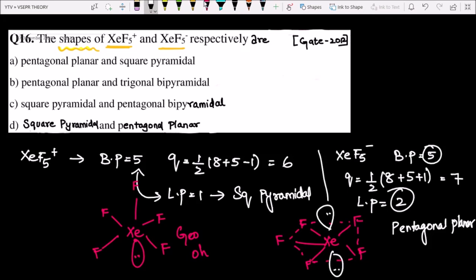For shape, we don't consider the lone pair. So we call it pentagonal planar. In case we have to tell what is the geometry of this, it's going to be pentagonal bipyramidal because we consider the lone pairs now. So the geometry will become pentagonal bipyramidal, even though that is not asked. They are asking only the shape. So what is the correct answer? The correct answer is going to be option D.